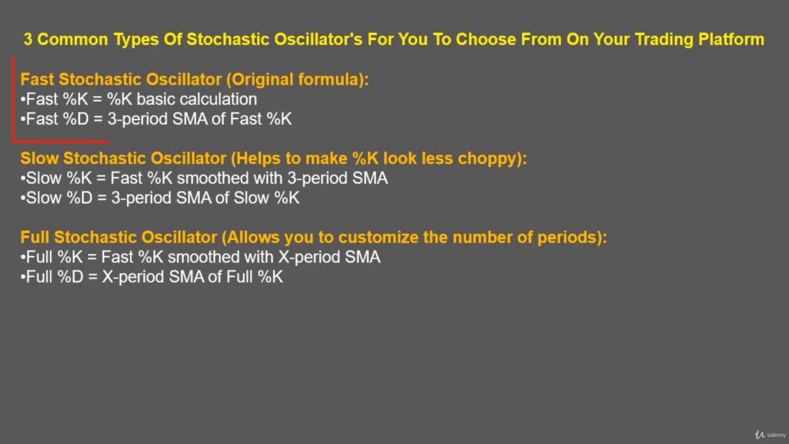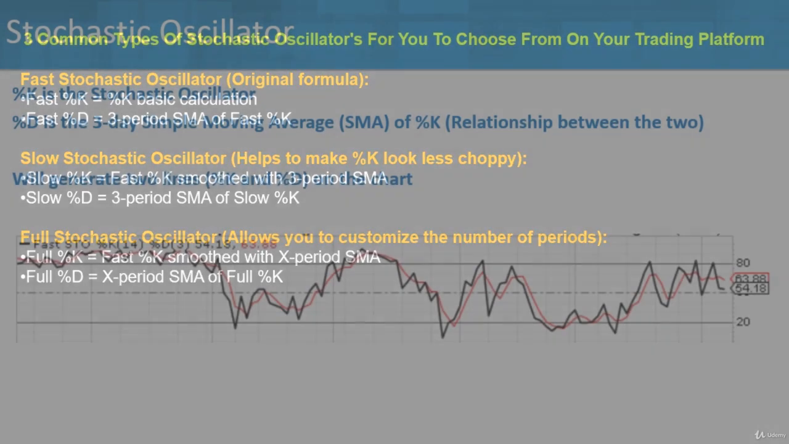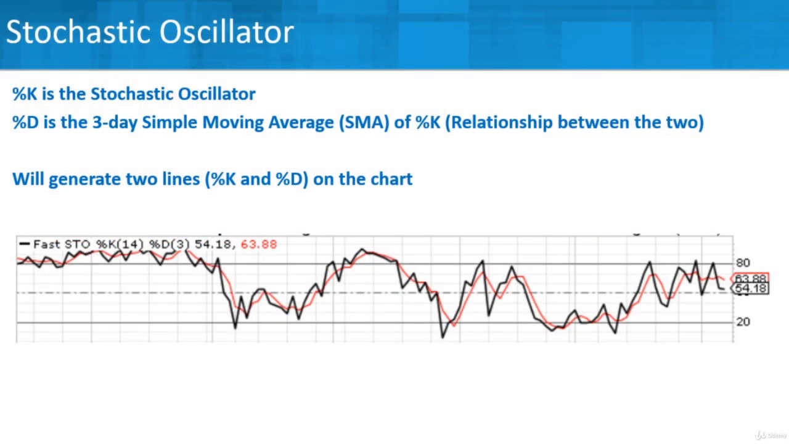I will tell you that most people use the original formula in the original format, so they're choosing, in effect, the fast stochastic oscillator if they have a choice on their trading platform. If you don't see choices, usually they give you one, but if it just says stochastic oscillator, understand that is the original formula and that is the fast one. Again, I wish they had better names.